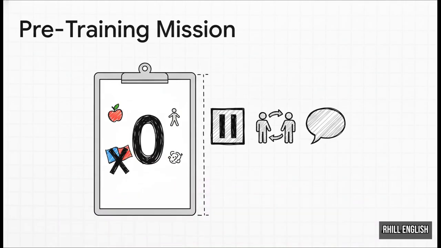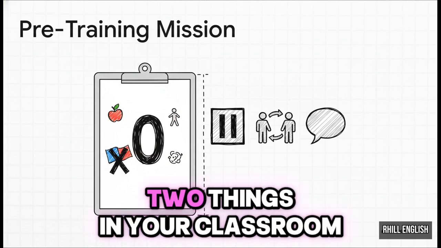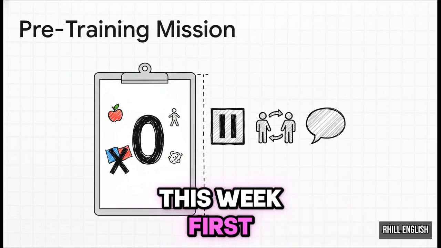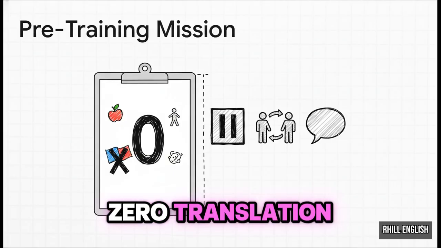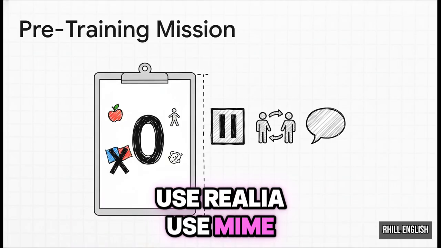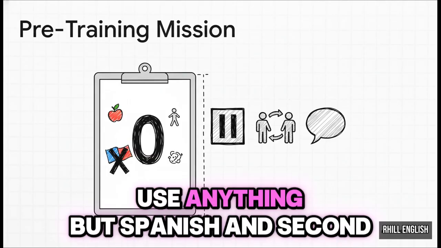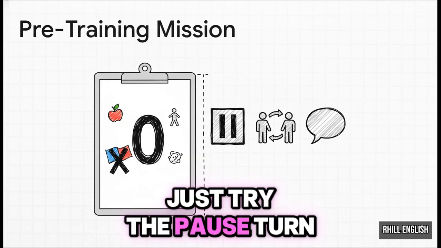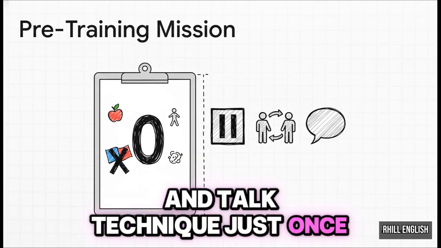And so, to bridge the gap between watching this right now and our training session, here is your challenge. Before we meet, I want you to try 2 things in your classroom this week. First, I want you to commit to 0 translation when you introduce new words. Use Realia, use Mime, use your stick figure drawings, use anything but Spanish. And second, just try the pause, turn, and talk technique. Just once.